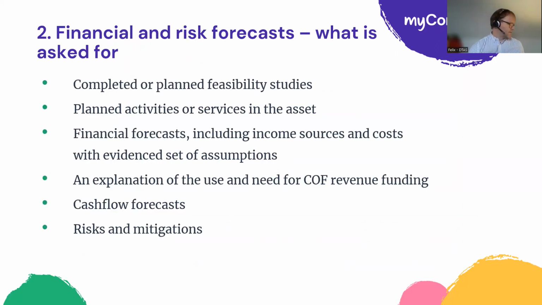So, moving on to talk about financial risks and forecasts. What you're really looking for in this section is completed planned feasibility studies, and any planned activities or services in the asset. So, what you're actually going to deliver from the asset, and what the levels of activity are going to be. If you're going to deliver classes or educational activities, what does that look like? How many people are you going to support?